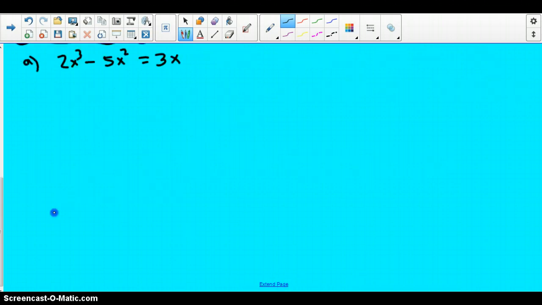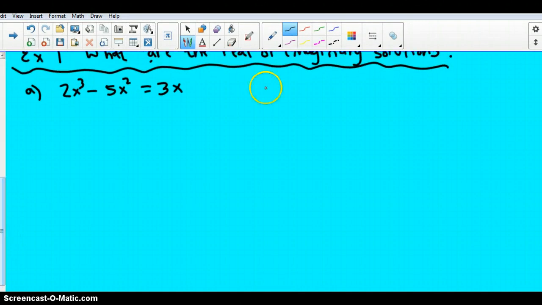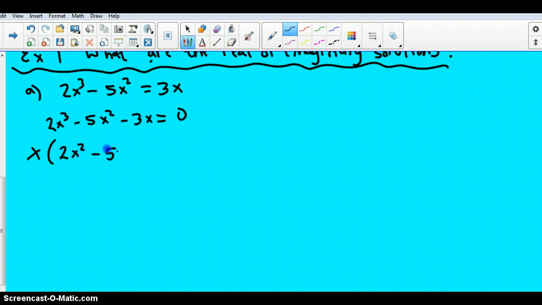What do we have to do first? Move the 3x. Where is it going to go? It's going to go first, second, or third? Third. Okay, so 2x cubed minus 5x squared minus 3x equals 0. Okay, what do you notice? When we're going to factor, what do you see? It has a greatest common factor of an x. So I pull out the x, and when I pull out the x, what am I left with? 2x squared minus 5x minus 3 equals 0.